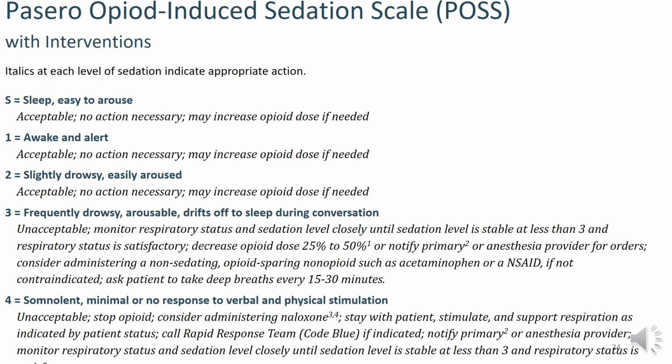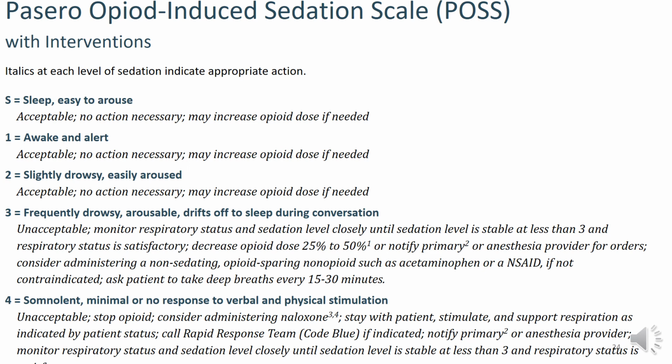So if you rate it an S, that means they're asleep, but they're easy to arouse, okay? So it's acceptable to give the pain medication. If you rate a 1, they're awake and alert, it's acceptable to give the pain medication. A 2, they're slightly drowsy, but they're easily aroused, it's acceptable, okay?